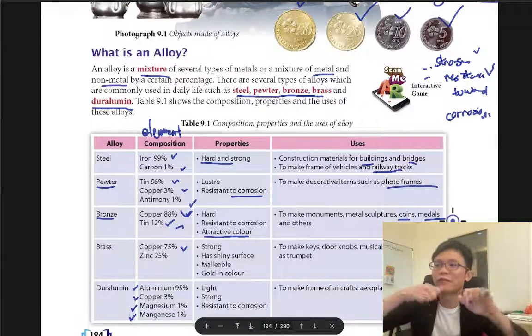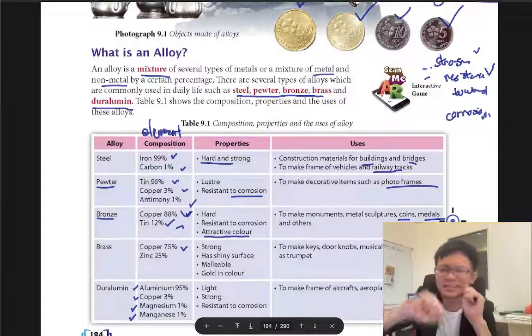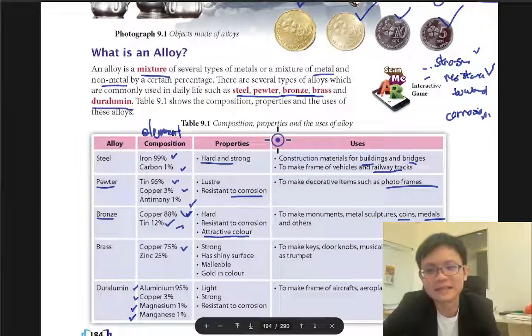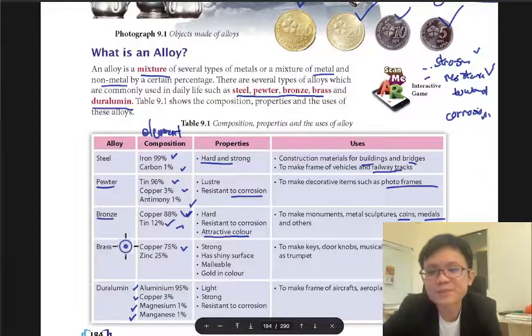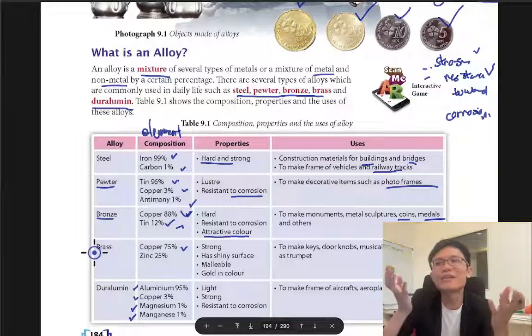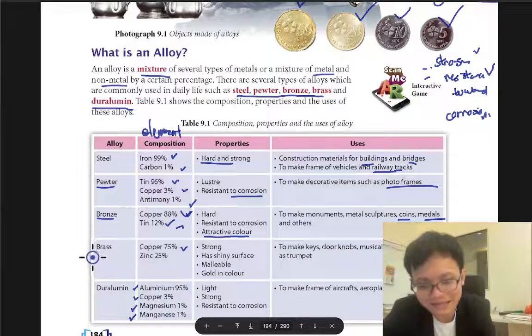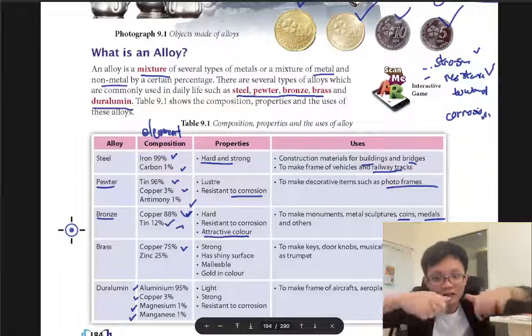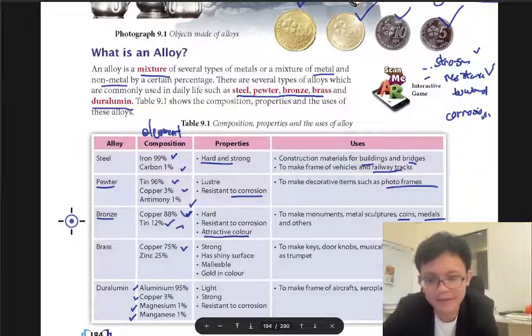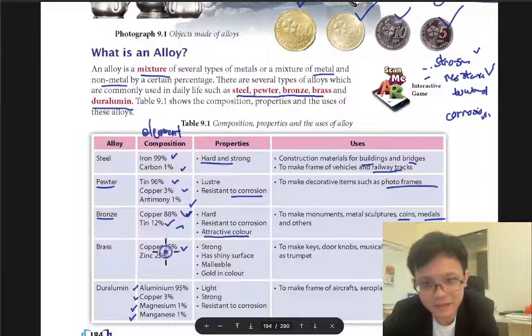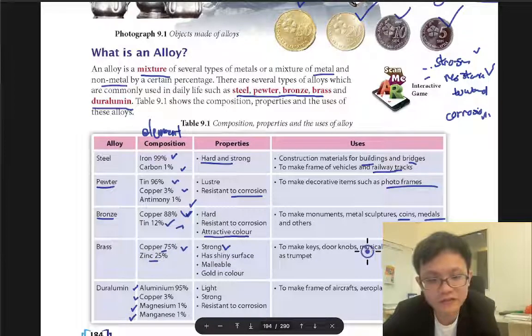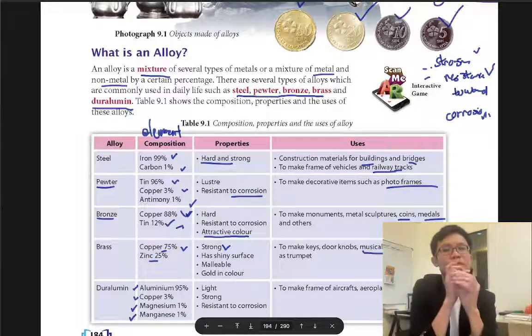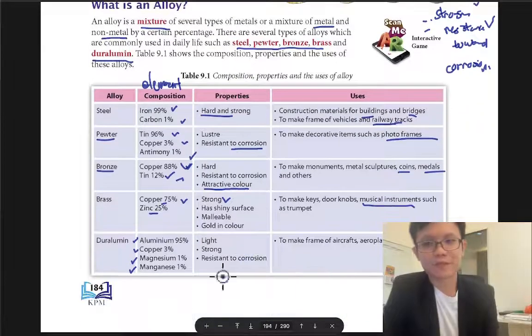Okay, I tried before to bend it, but I cannot bend it because it is very hard. But if you can bend it, it means it's not bronze, it's a fake one, it's a plastic one. If you get the real one, you try to use your hand to bend it, you won't bend it. Brass 75%, you remember, zinc 35%. Shiny, usually used to make music instruments, the brass, okay?